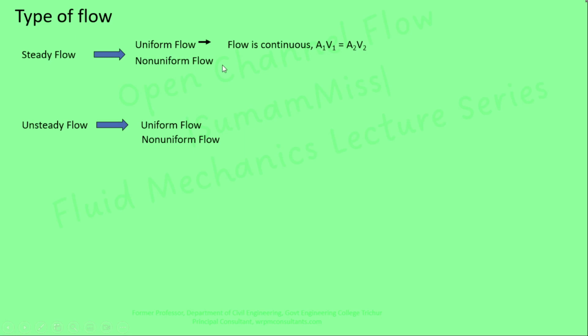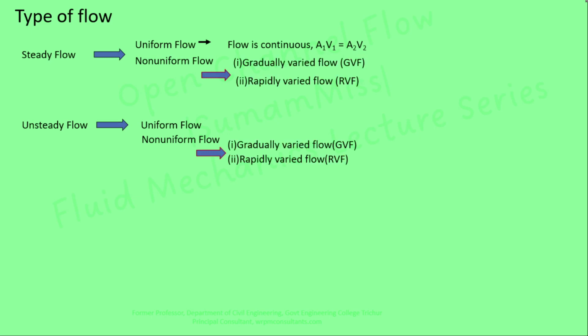Non-uniform flow means the flow characteristics are varying with respect to space. How these flow characteristics are varying with respect to space, whether it is a gradual variation or a sudden variation, based on which we can classify this non-uniform flow as gradually varied flow and rapidly varied flow. This type of non-uniform flow occurs in both steady conditions as well as in unsteady conditions.